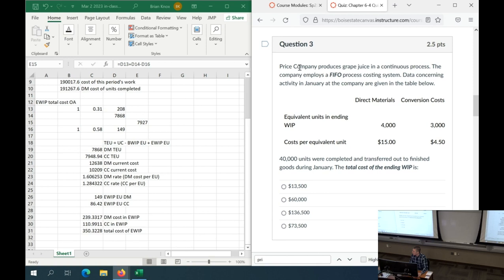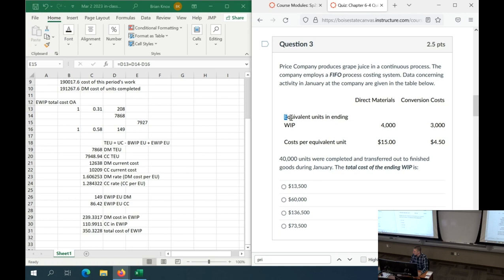But all right, they produce grape juice in a continuous process. The company employs a FIFO process costing system. You know, this seems like a good fit for process costing. We've got grape juice we're producing. We're not going to name each gallon of grape juice, and it's all the same, or it should be all the same if our quality control is good. Data concerning activity in January for the company is given below.